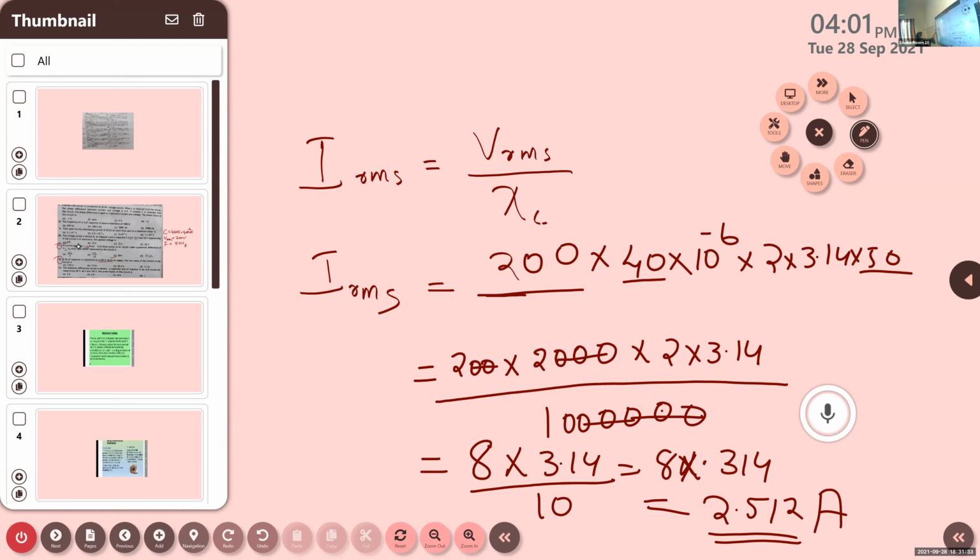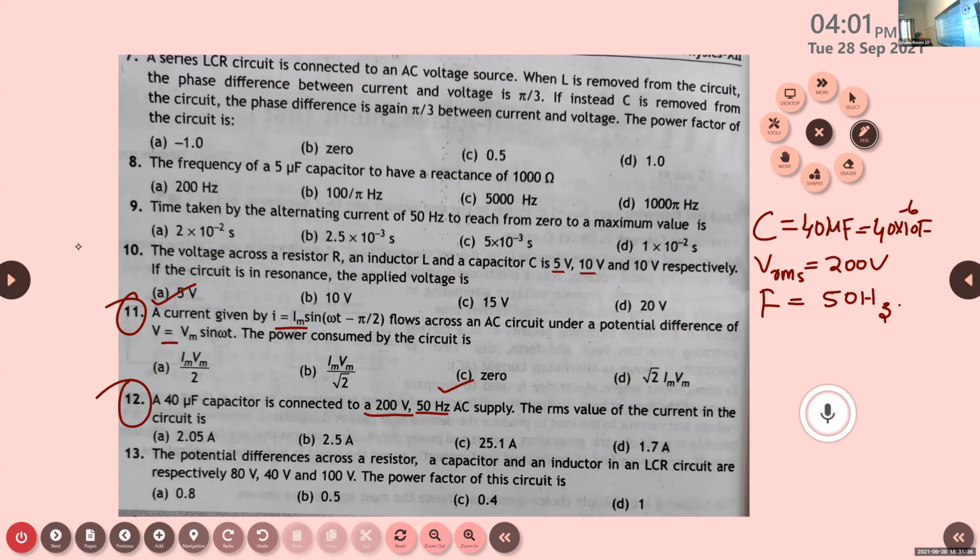So what about our options? Which is the correct option, A, B, C or D? Here there is no option exactly like that. Option B, 2.5 ampere. They just skip the remaining digits, so it becomes 2.5 ampere. Option B, 2.5 ampere.